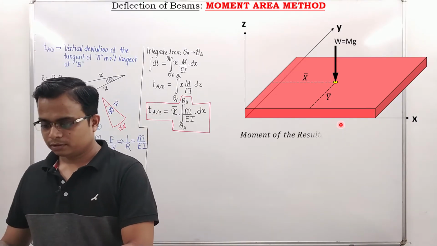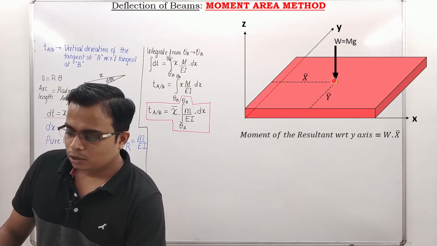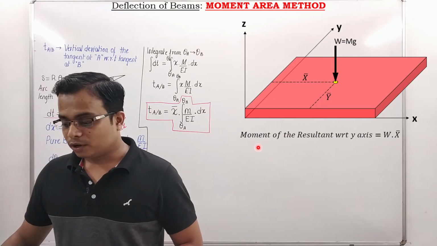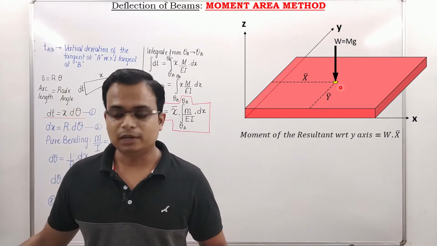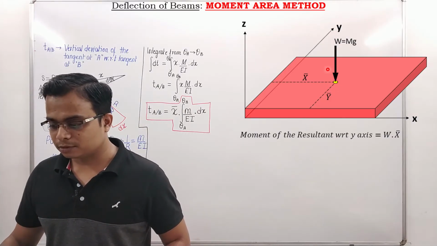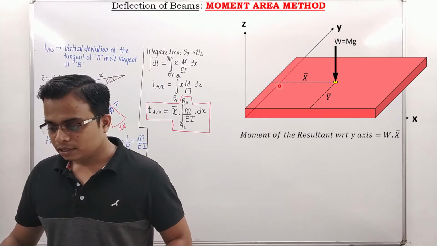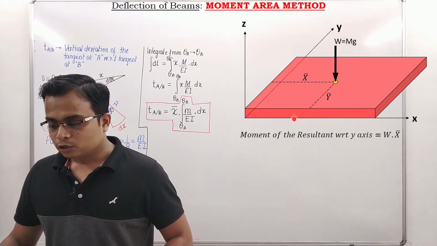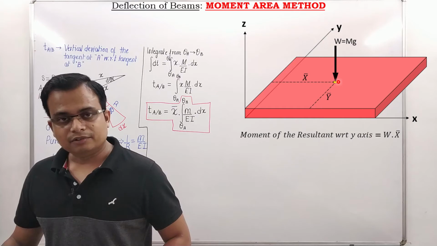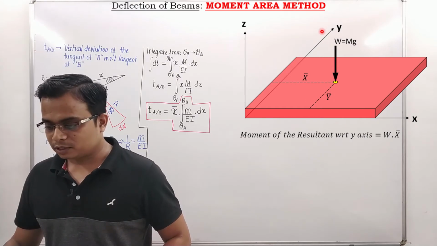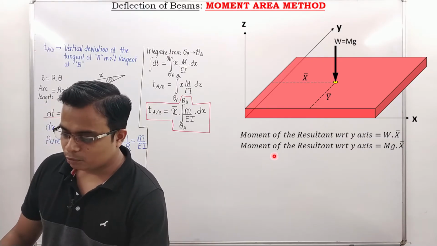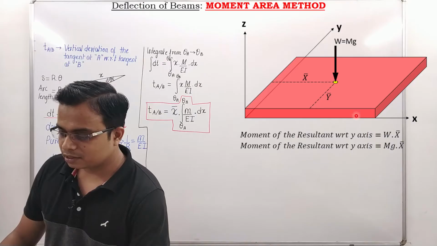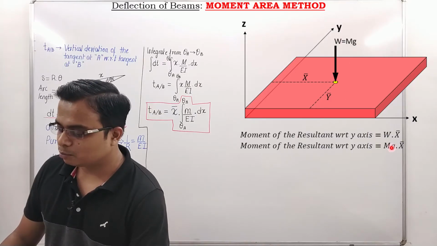Before dividing and ruling, we need to find the moment of this force. Moment of force is force multiplied by perpendicular distance. If this is the force, this is the perpendicular distance. So the moment of the resultant force with respect to the y axis is force multiplied by this perpendicular distance, that is w into x. Then the moment of the resultant with respect to the y axis, just replace this w by mg, and that's it.